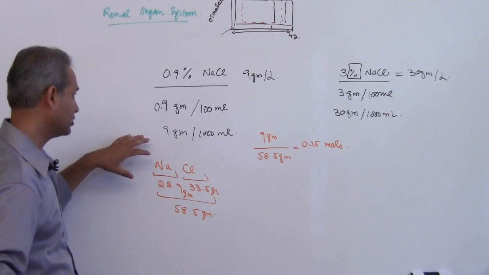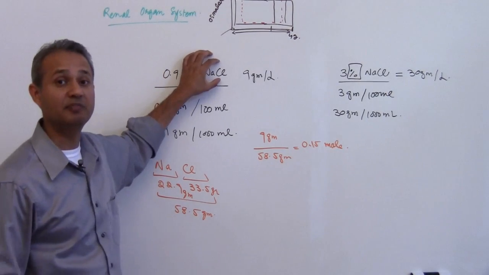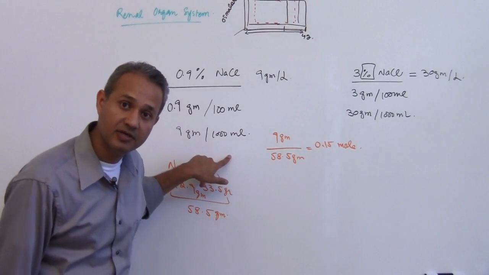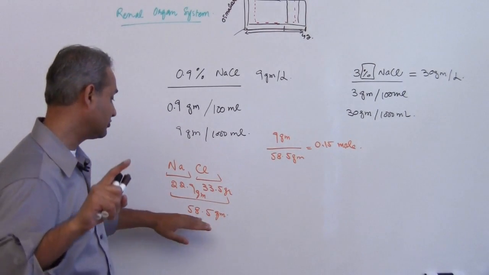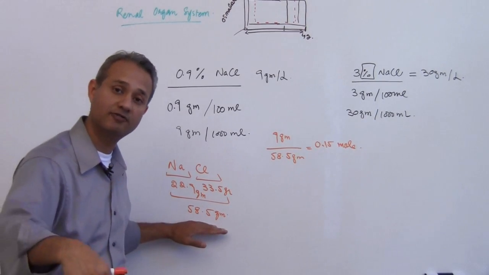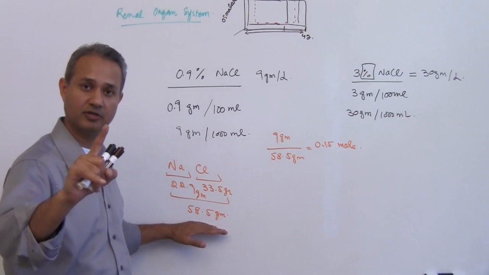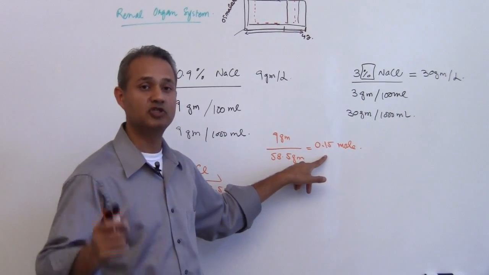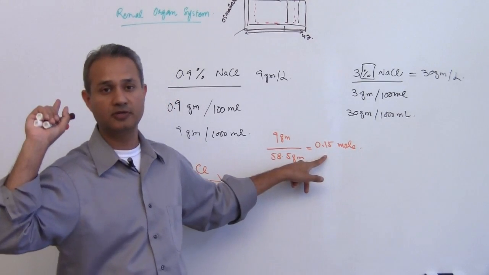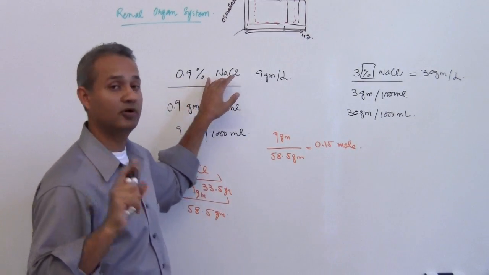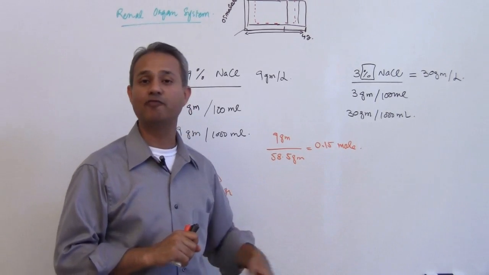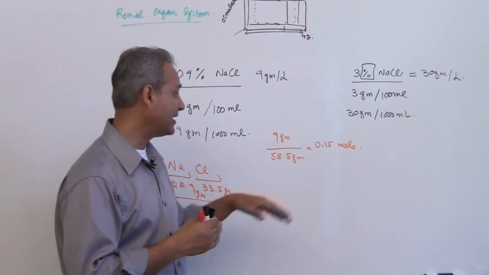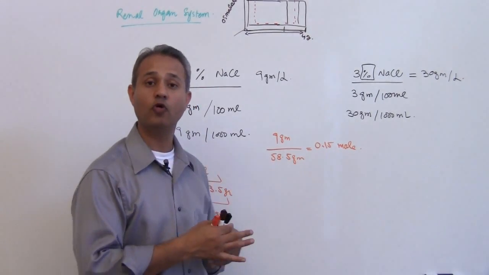So be careful what we're talking about. 0.9% sodium chloride means what? That means 9 gram of sodium chloride per liter. If there was 58.5 gram of sodium chloride in 1 liter of fluid, that would be called 1 molar solution. Instead, we have 9 grams, so we divide them and we come to be 0.15 molar solution. So 0.9% sodium chloride means 0.15 molar solution. Good? The osmolarity is 0.15 osmoles.